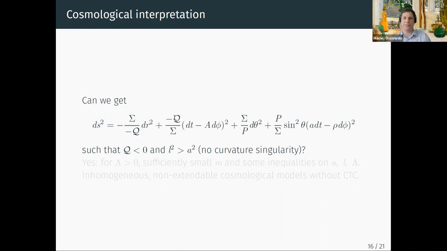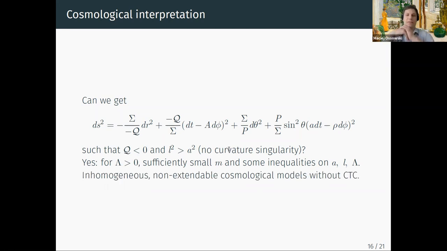parameters, but there are some restrictions that we had, such that this P function is greater than zero, and there is no curvature singularity. And those conditions can be satisfied. That's one good thing. Only for lambda greater than zero do we have this global cosmological interpretation. And there are some not so pretty inequalities, of which perhaps the most one can say is that the mass has to be sufficiently small, perhaps even zero.